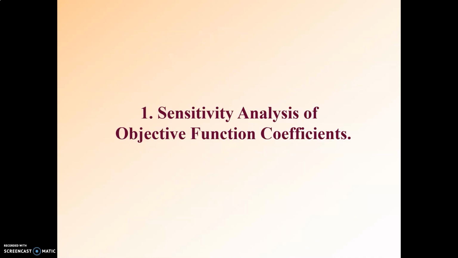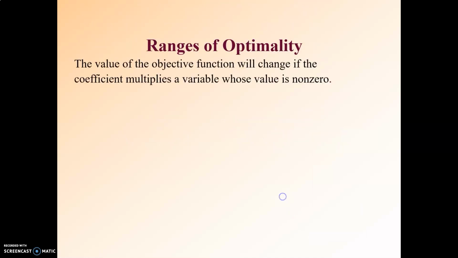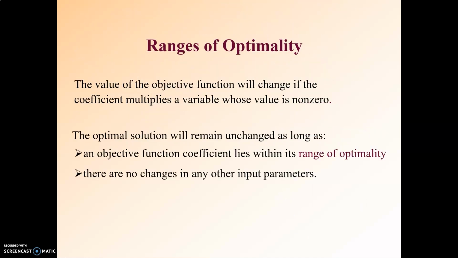So already we have discussed that the first one is sensitivity analysis of objective function coefficients, right? The value of the objective function will change if the coefficient multiplies a variable whose value is non-zero. The optimal solution will remain unchanged as long as an objective function coefficient lies within its range of optimality. If it is lying within the range of optimality, my optimal solution will not change, right? And if it is beyond that, my optimal solution obviously will change.